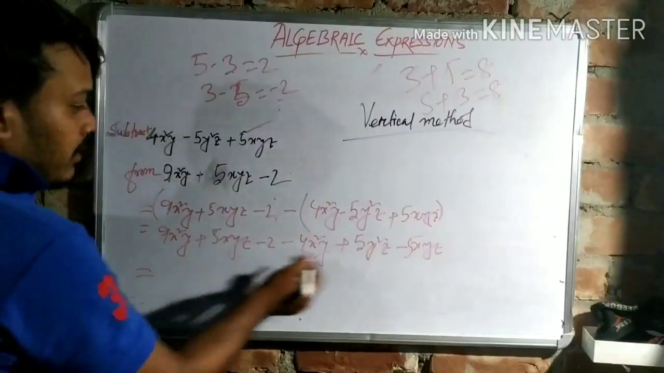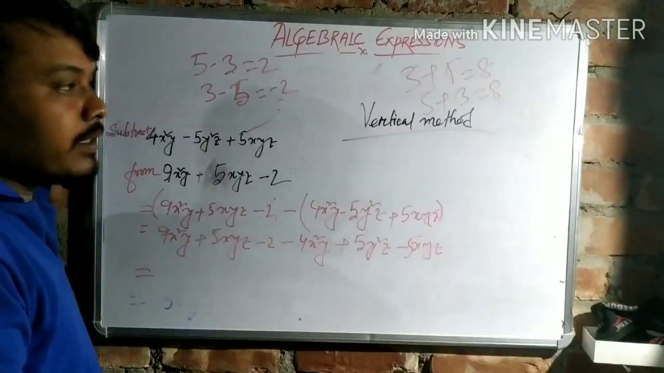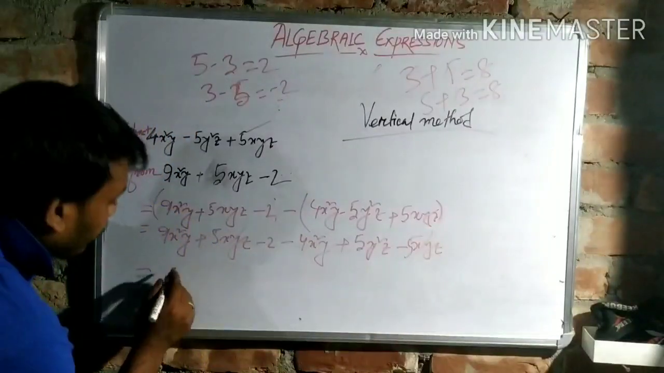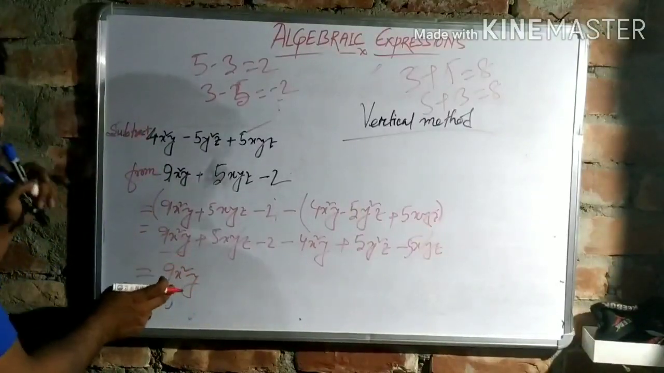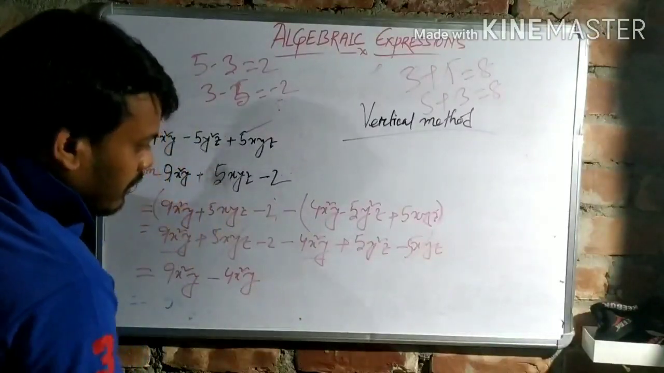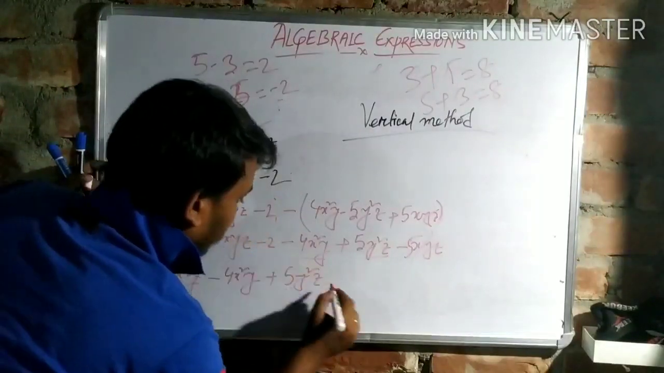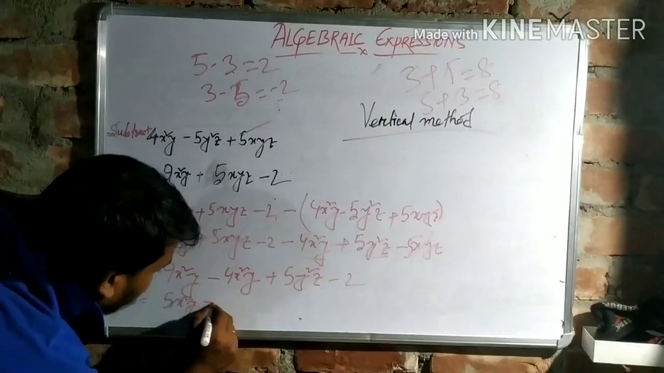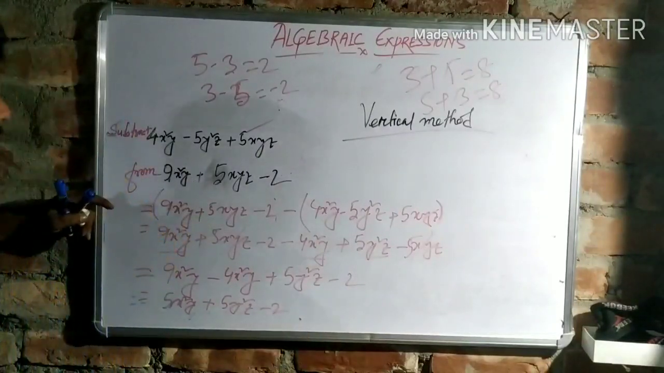Now you can cut these two values because they are the same value with different symbol. That means 5 minus 5 is 0. So you can cut these two values, no problem. Now x square y: the like term of this value is this one. So minus 4x square y, and this value is left, plus 5y square z minus 2. So what is the answer? 5x square y plus 5y square z minus 2 is the answer.